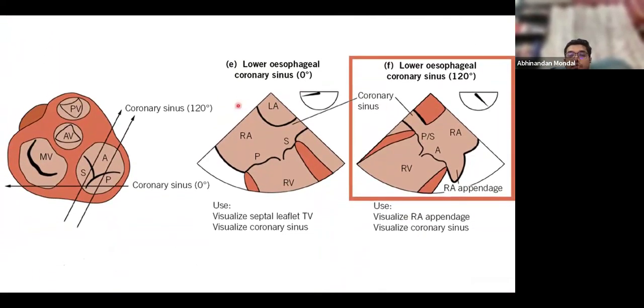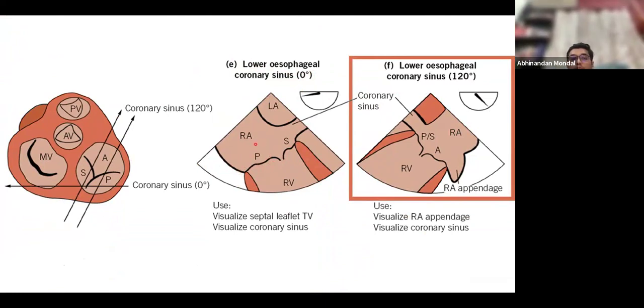So what are the other views that we can discuss? That is the lower esophageal coronary sinus view, or in other words, it is just a deep esophageal tricuspid valve view. That is the 29th view of your ASE recommendation, where you can see your septal leaflet and your posterior leaflet. But here, why is it important?